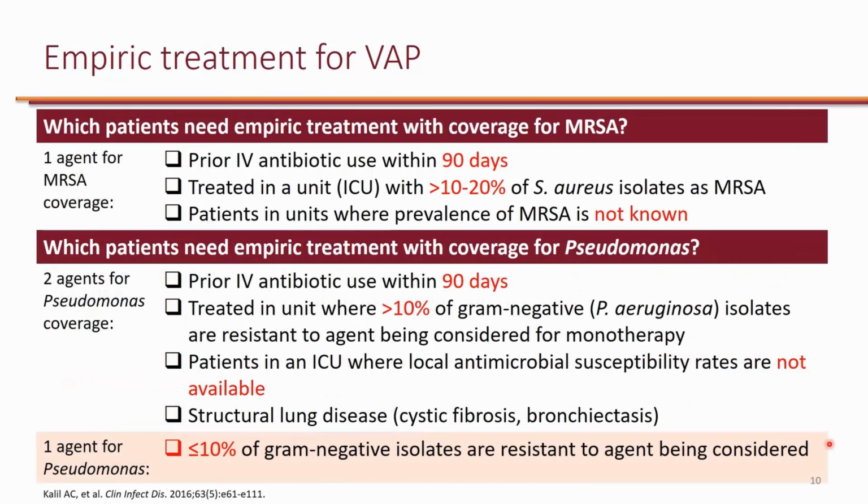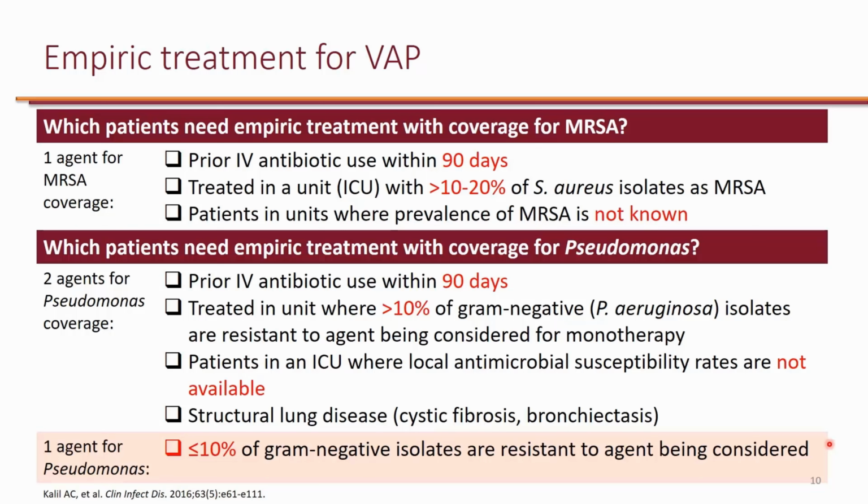Generally speaking, both MRSA and Pseudomonas are organisms that originate from healthcare settings. So patients who have received prior IV antibiotics in the past 3 months or 90 days need to receive one agent that has coverage for MRSA, so typically vancomycin. Also, patients with VAP who are being treated in ICUs where the prevalence of MRSA is more than 10 to 20%, or if the prevalence of MRSA is not known, these patients need to receive one agent that is active for MRSA.